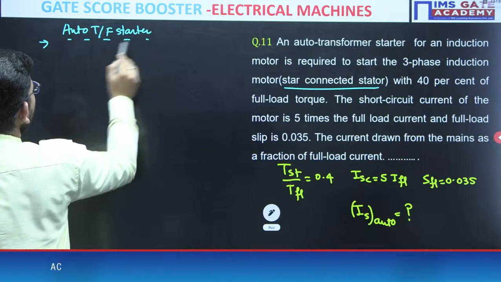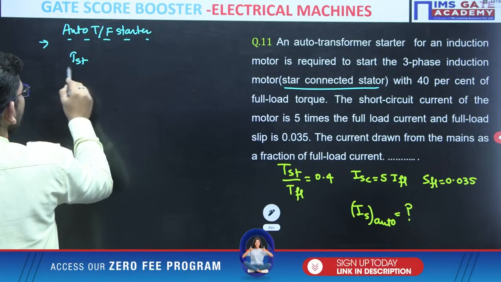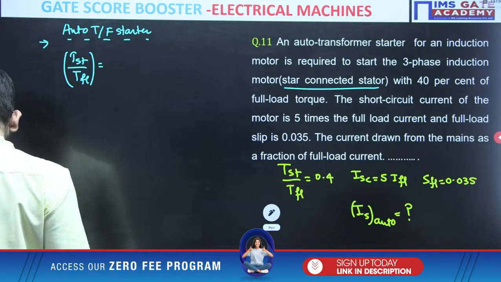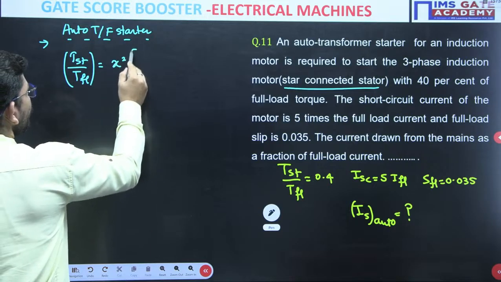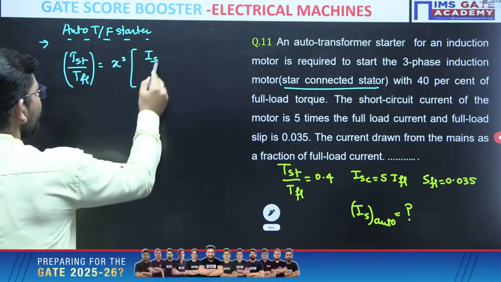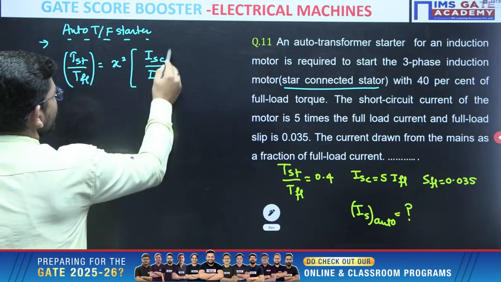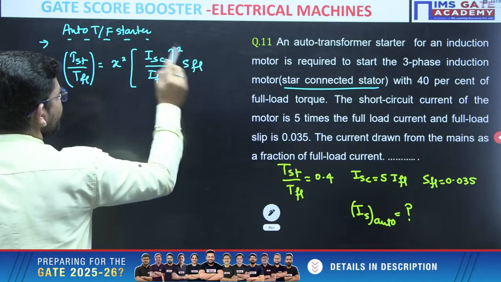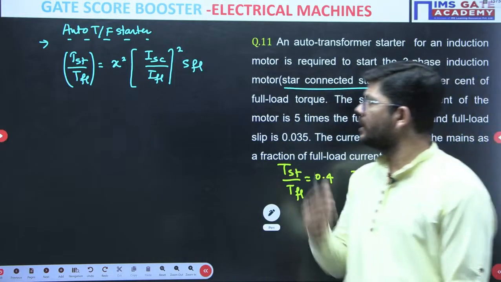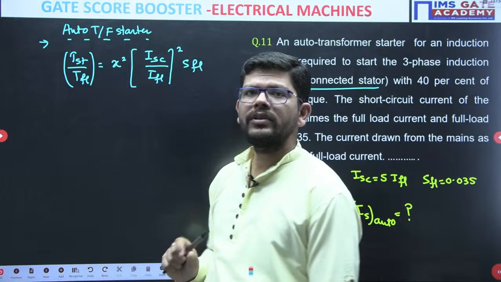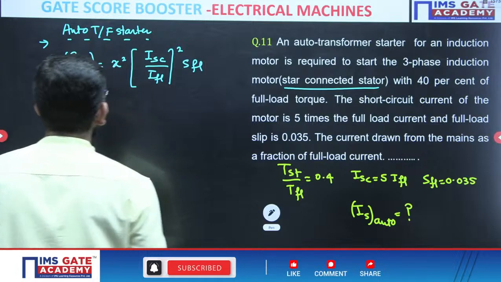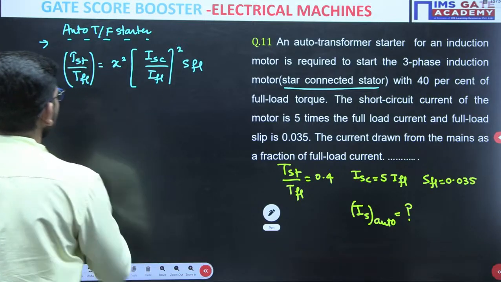So for auto transformer starter, you know that starting torque to full load torque, this ratio is x square, the auto transformation ratio, times (ISC upon IFL) square into SFL. Correct? This is the general formula. If it is a star delta starter, we know that this x square becomes 1 by 3. Okay. So from this formula we have been given so many things.